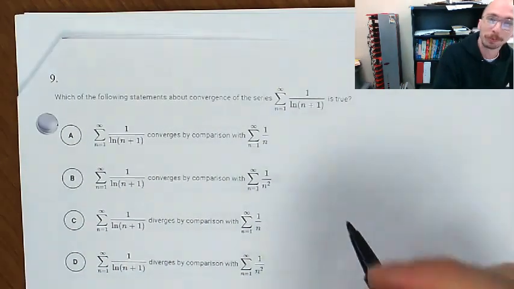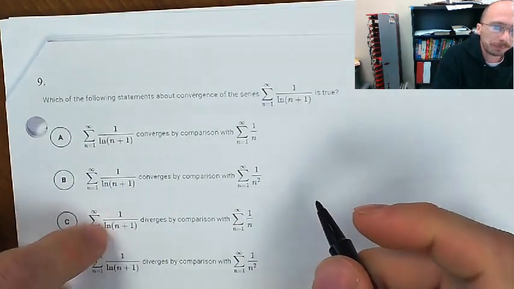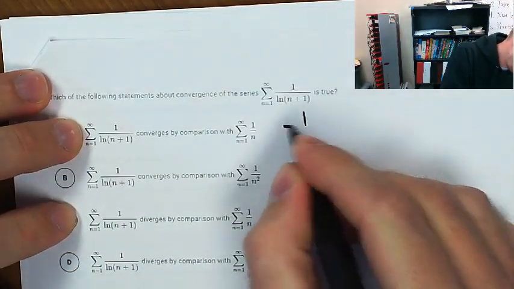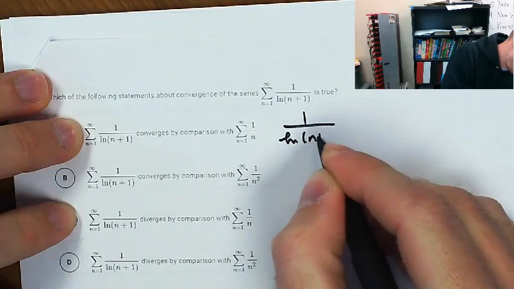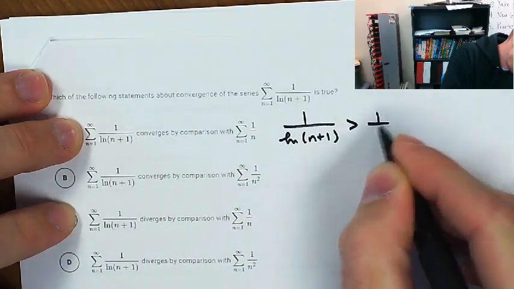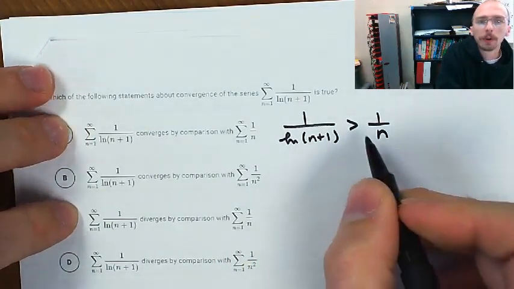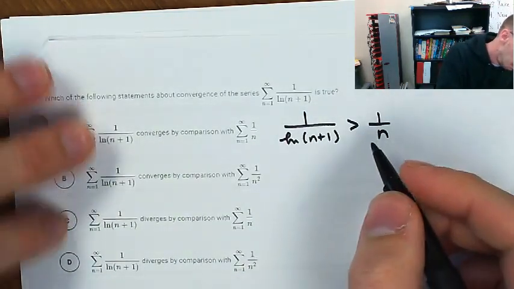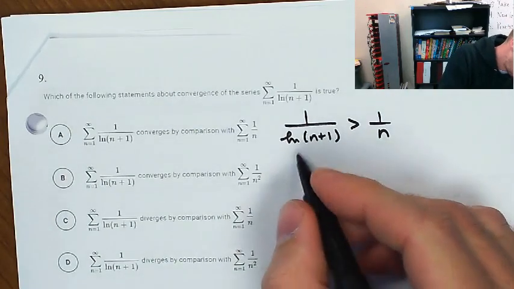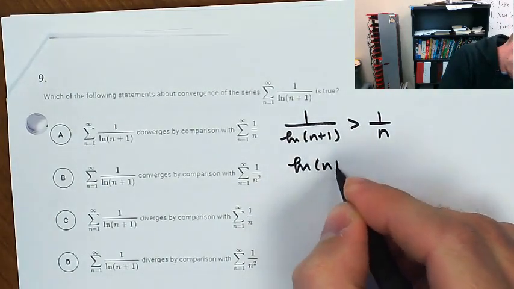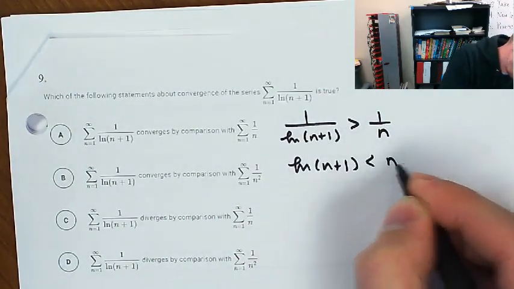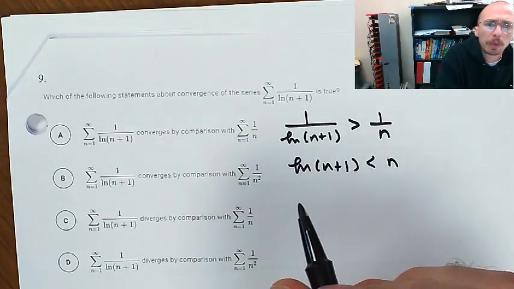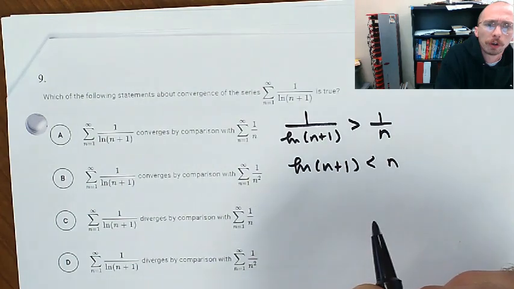This is a tough multiple choice question here. All right, so really the question is, is 1 over log of n plus 1 greater than 1 over n? Because then that would show that it diverged because it was bigger than the harmonic series, which we already know adds up to infinity. So that's like asking, is the log of n plus 1 less than n? Which I feel like it is. How would I know that for sure?